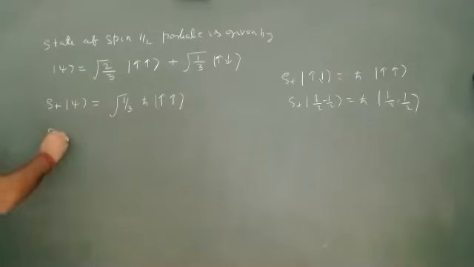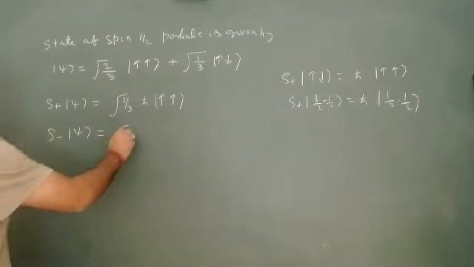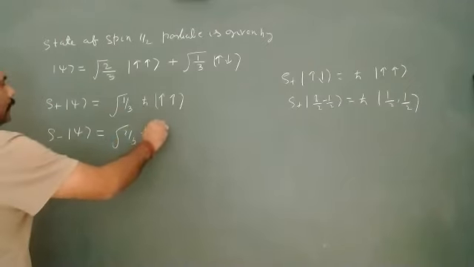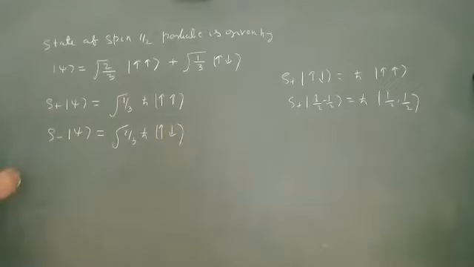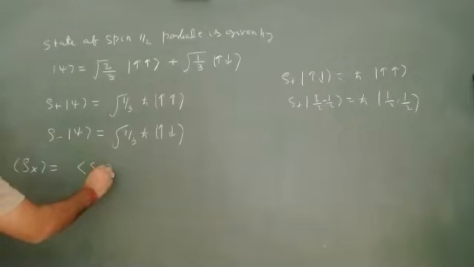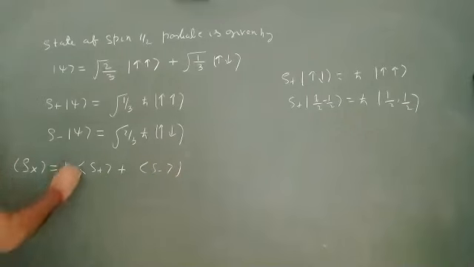And similarly, S minus up, this will go to down. So you have root 2/3 ħ up and down. Okay. And now we have to calculate the expectation value of Sx. The expectation value of Sx is all about, you can calculate the S plus expectation value plus S minus, by half. So you will get exactly the same answer. Don't worry. Whatever method you choose, you will get the same answer.